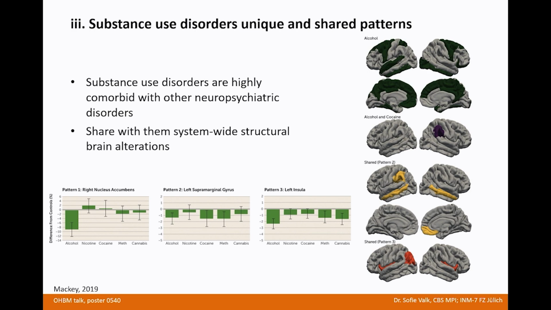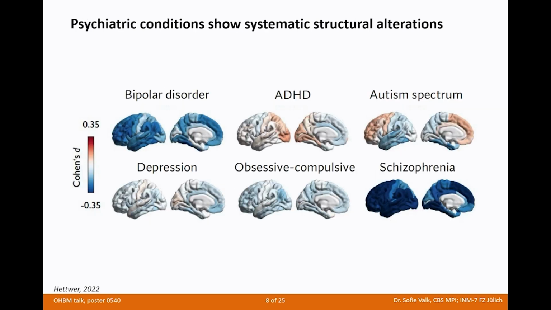Going back to the brain, substance use disorders have both unique and shared patterns. They're highly comorbid with other neuropsychiatric disorders, as I said. Alcohol has a widespread impact on the brain, but there's also overlap with cocaine, and a shared pattern in more temporal parietal areas, but also areas coming from the insula and TPJ regions.